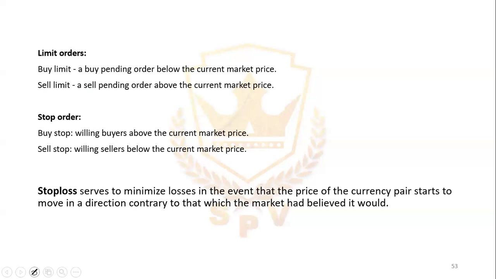So you take your buy order, and you want the market to buy. What if the market goes against you? How do you minimize your loss? You put what we call a stop loss on that order. That if it reaches this price level, which is against me, your order should be closed automatically. That's how a stop loss works.